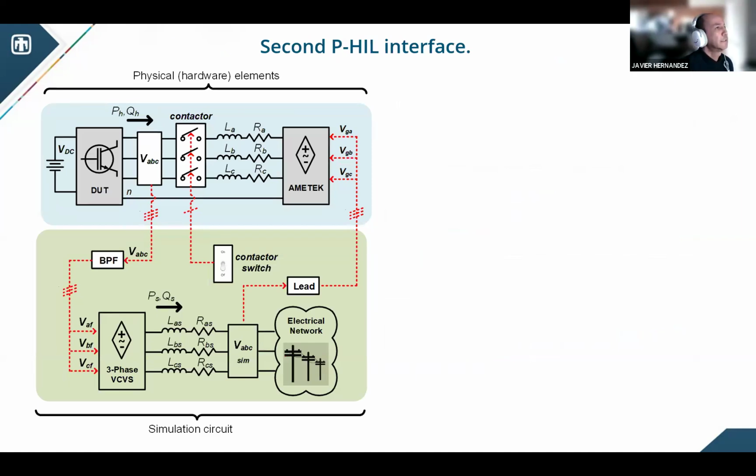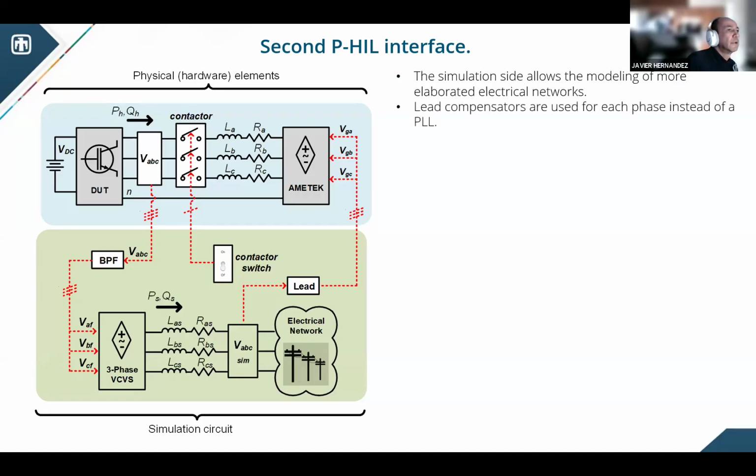So for the second P-HIL interface, we relied on the fact that we have a secure system in terms of ramping and step load responses, but we wanted now to incorporate the actual partial circuit duplication scheme, which allowed us to have a more elaborate electrical network on this side. Notice also that we have to use a lead compensator to compensate for any delay introduced by the bandpass filter instead of using the PLL. But still, once we are in steady state behavior, we drive the signals of the AMETEC and synchronize, and it will allow us to run a step load on this electrical network that resembles a black start scenario.